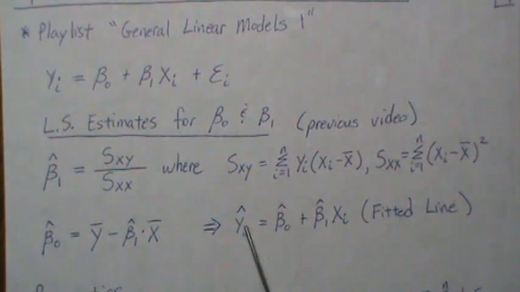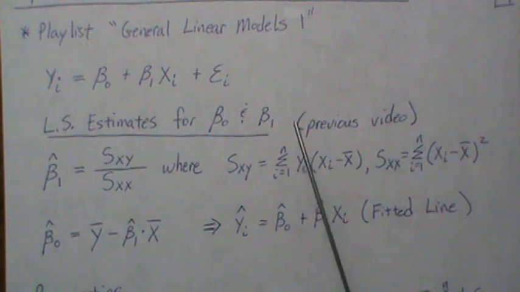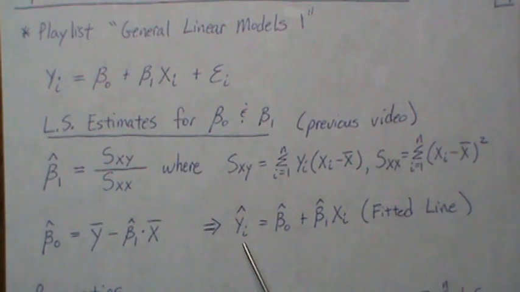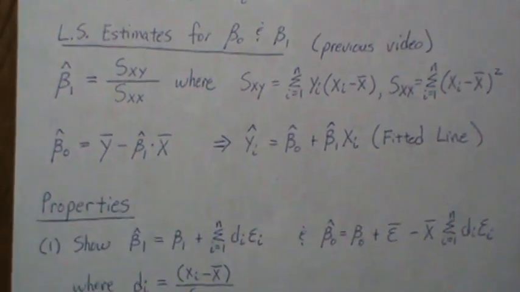And the y with a hat on it, that's our fitted line. So we have data that if you plot it, and then the line that best fits it according to the least squares criteria is what we call y hat. So let's jump right in.